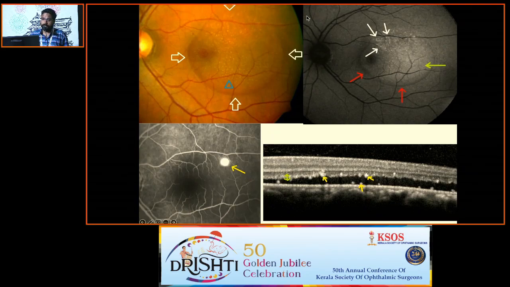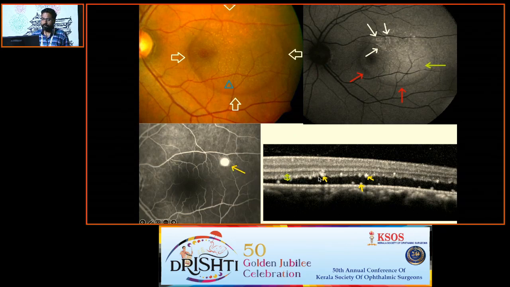This is a patient of chronic CSCR in which a large area of serous macular detachment can be seen. And within it, you can see numerous discrete yellowish-white lesions clustered around. Fundus autofluorescence shows an area of mottled hyperautofluorescence, and fundus fluorescein angiography shows an area of inkblot pattern of leak.